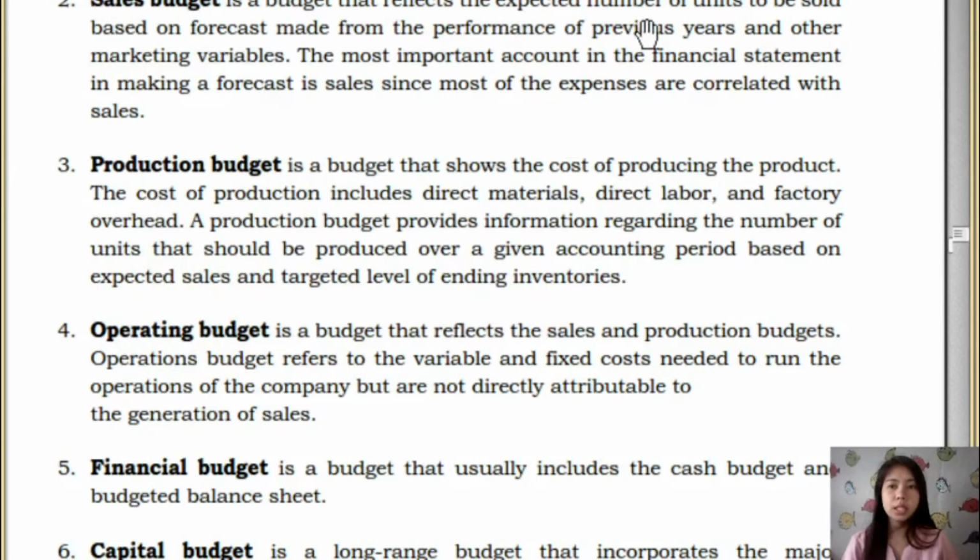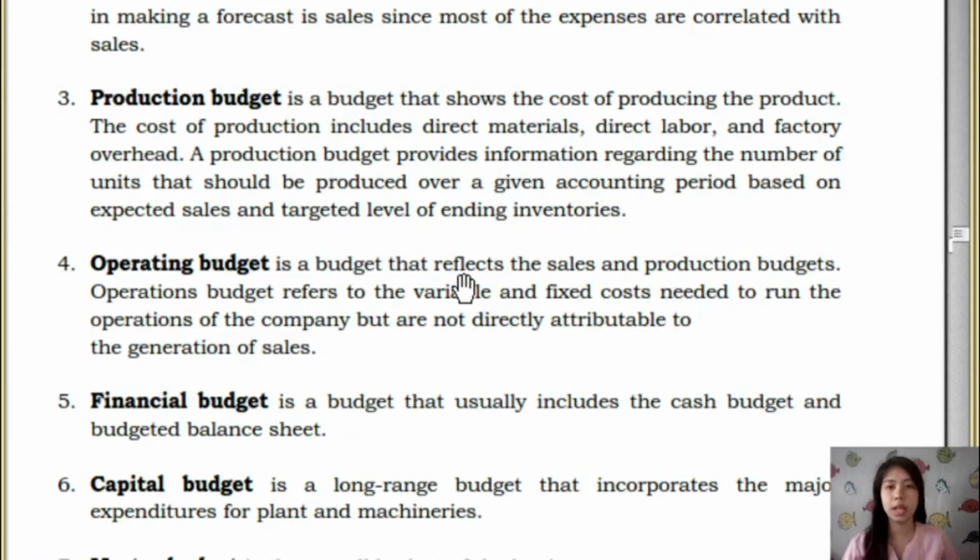Okay, sales budget: expected number of units to be sold, or expected sales, and target level of ending inventory. So, you always have ending inventories, or at least buffer stock. Ilan ba ang kailangang buffer stock sa ating production? In case na magkaroon ng surge ng mga mamimili, kailangan meron tayong at least buffer stock.